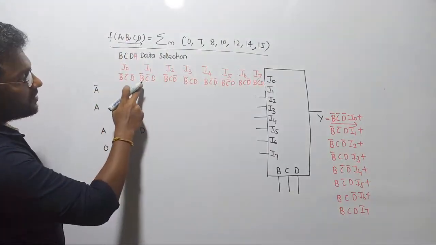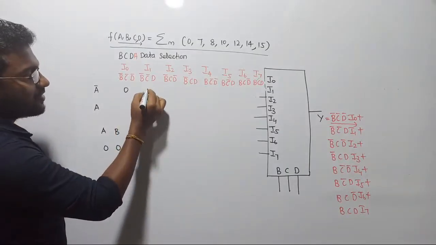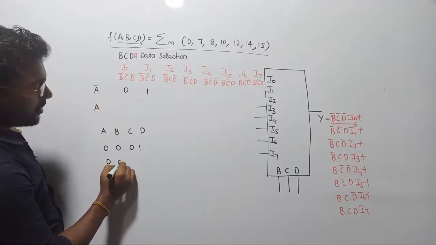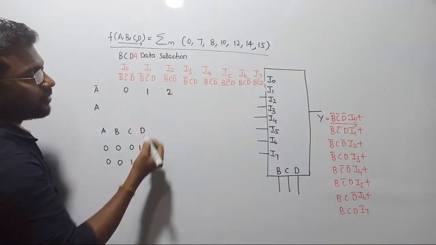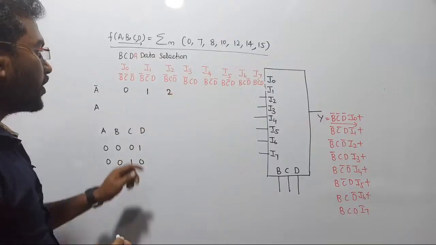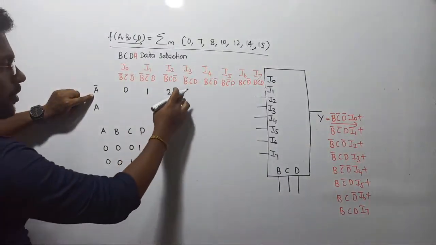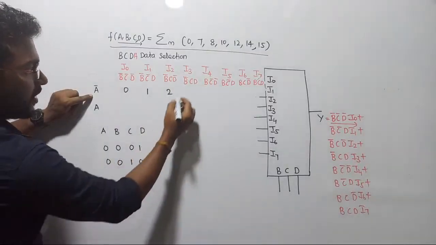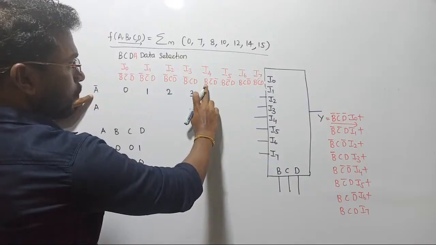A bar, B bar, C bar. C bar means 0, D is 1, such that we are realizing 1 here. Next, A bar is 0, B bar is 0, C is 1, D bar is 0, such that we are realizing 2 here. Next, let us consider A bar, B bar, C, D, that is 0, 0, 1, 1, such that we are realizing 3. Let us consider 1, double 0.